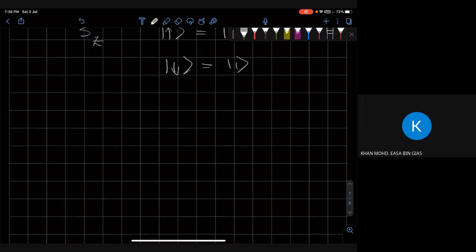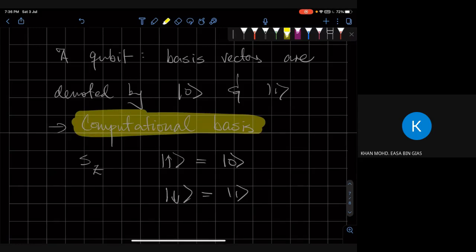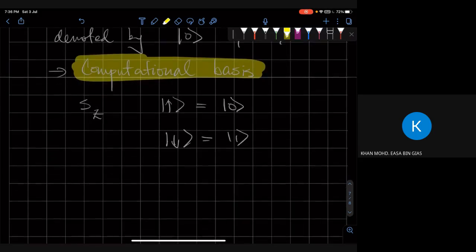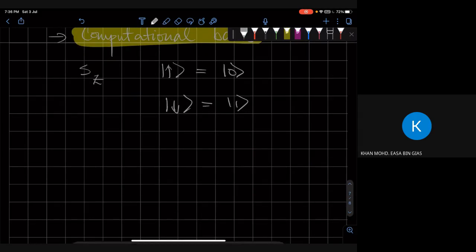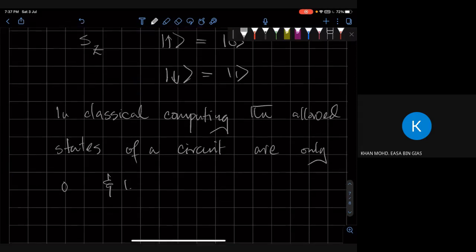What we call, so this is called the computational basis. That's really what's important. Now, of course, this is called a bit in analogy with classical computing. But in classical computing, the allowed states of a circuit are only zero and one, right? In computer science, that's all you're allowed.